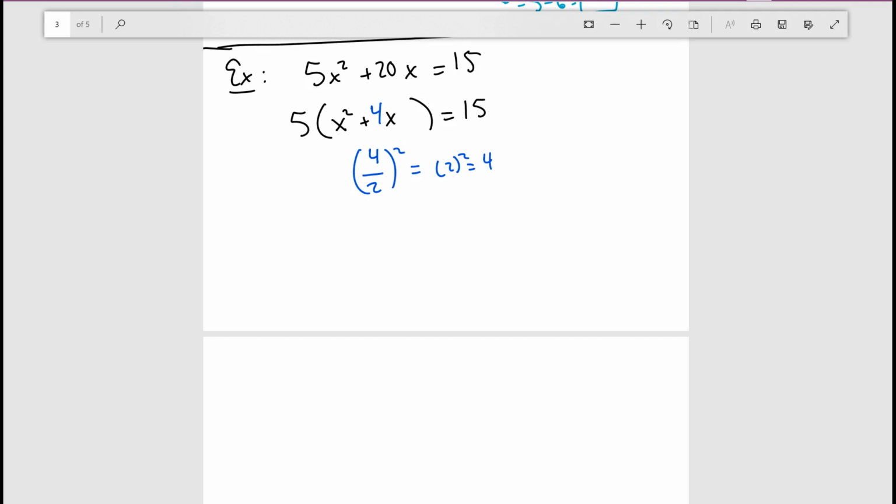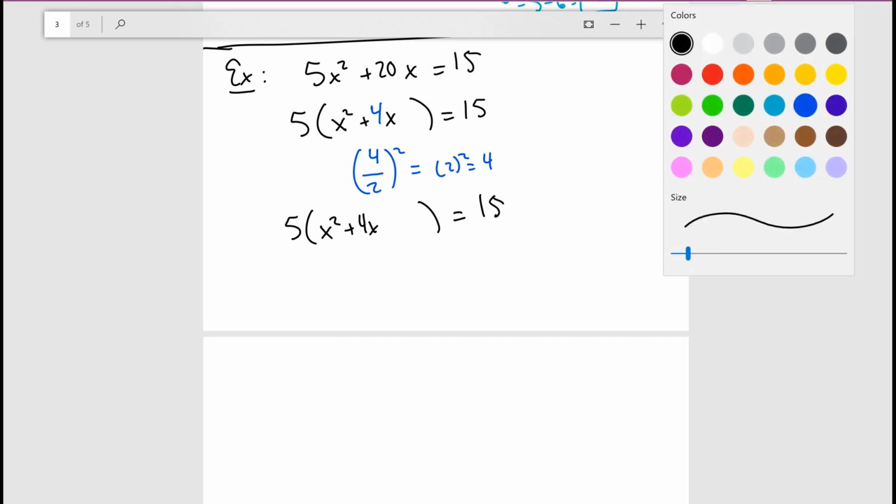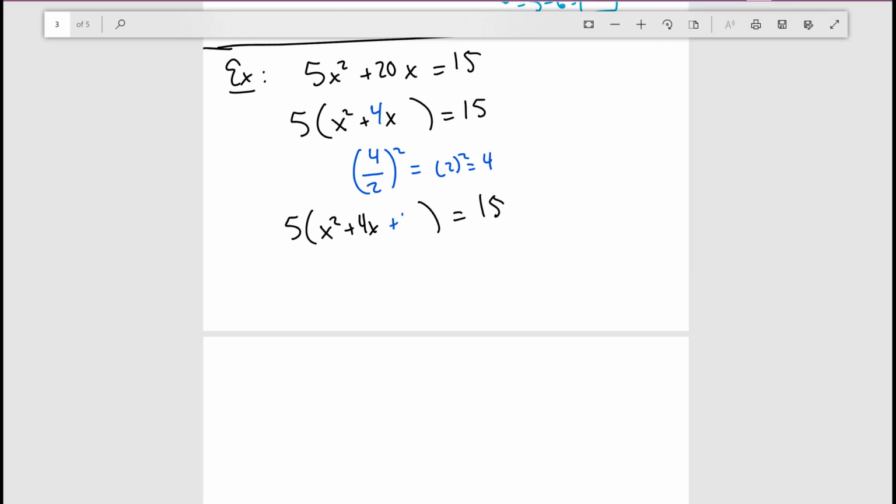Okay, so what I'm going to do is I'm going to take this 5, x squared plus 4x, and then here I'm going to add a 4, equals 15. So here I'm going to add a 4. Now here I'm not going to add a 4 because it's going to be 4 times whatever 5 is. So it's going to be a 4 times 5. Okay, so I'm going to have 5. This is a perfect square now, so it's x plus 2 squared, because there's a 2 there. And then this thing is going to be 15 plus 20. That's going to give me 35.